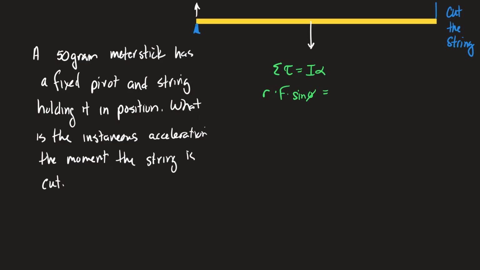1/3 ml squared. Yeah, 1/3 ml squared. And we are looking for alpha. That's part of the question. So not much to do here. What's R? 50. No, I know. What is it? Probably 50 centimeters, right? Meter stick? But good call. It's a meter stick. So I'm going to put 0.5 because we do things in meters here.